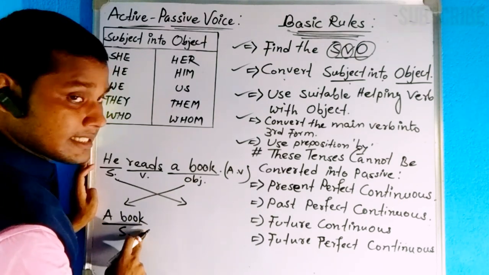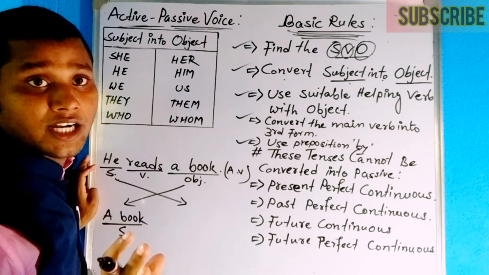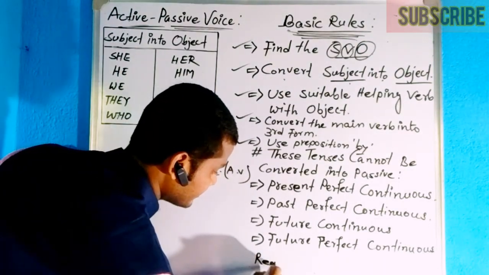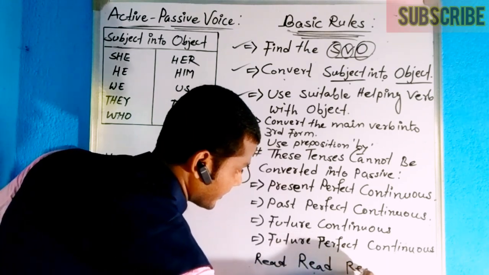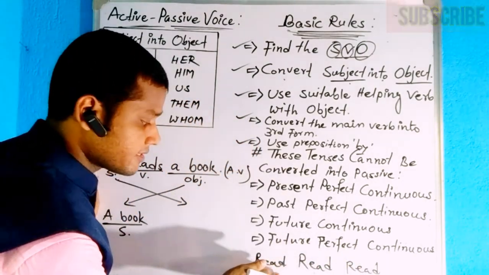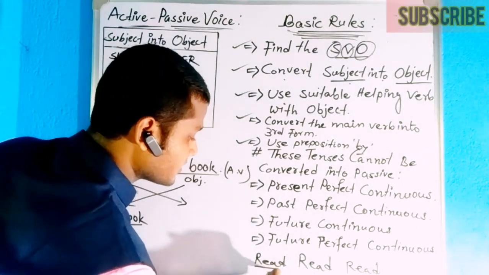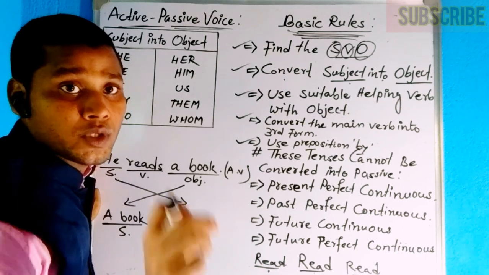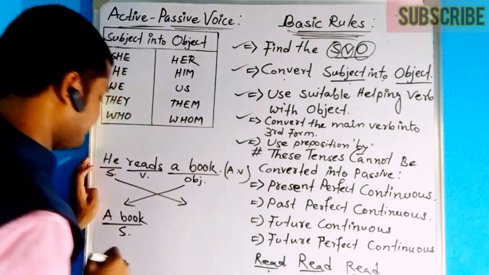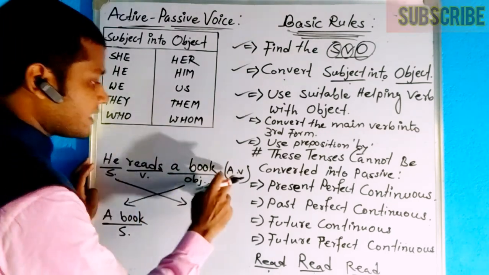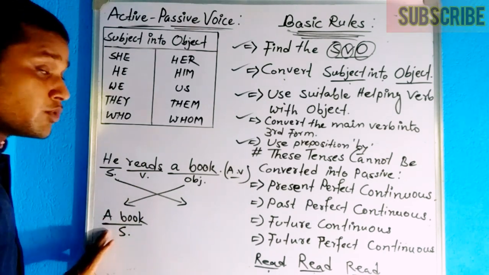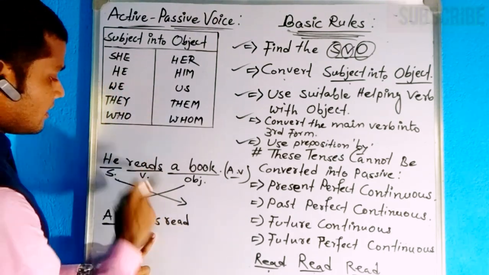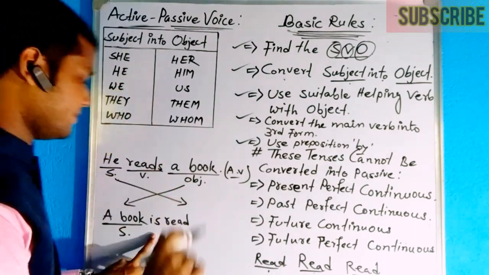A book. I hope you know the forms of the verb: present, past, past participle. Read, read, read. The spelling is similar, but the pronunciation is different here. Read is the present form, read the past form, read the past participle form. Speak, spoke, spoken are the three forms of a verb. Here the active voice is in present form. So a book is read, is read. The spelling looks similar but the pronunciation is different.